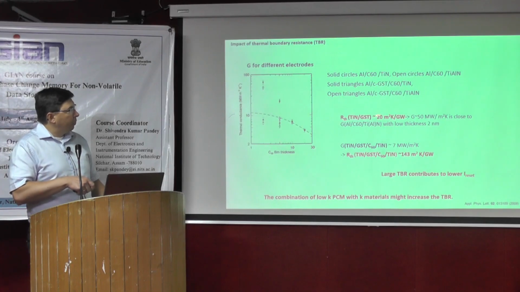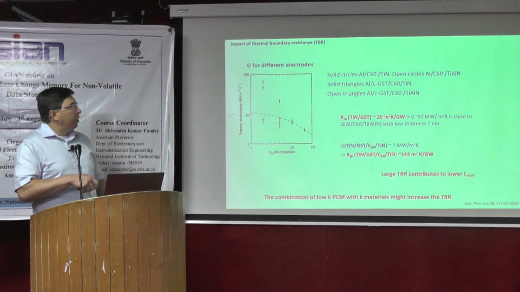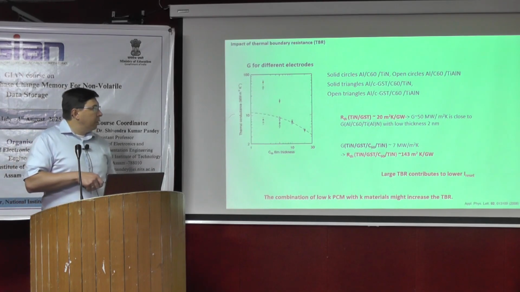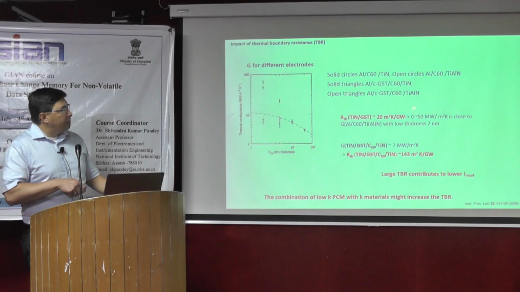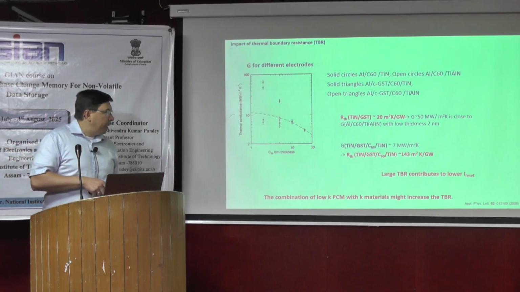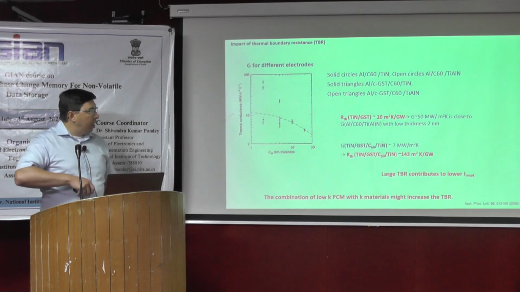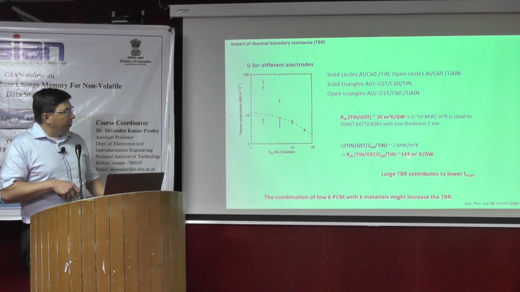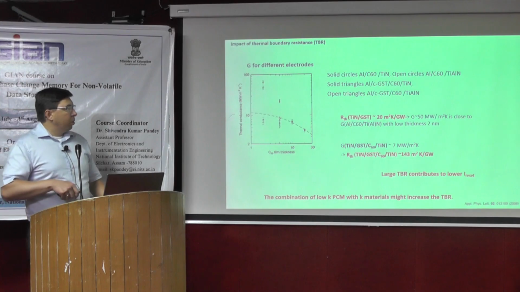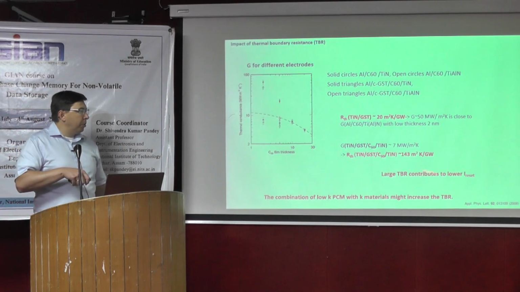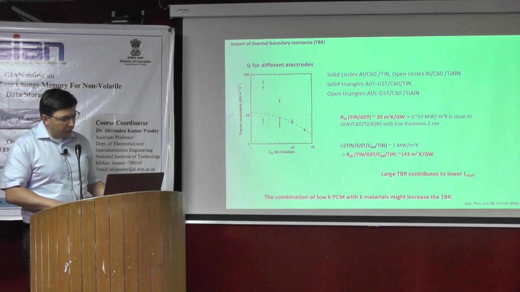So for titanium nitride GST, the thermal boundary resistance, if you recalculate, is in the range of 20 m²K/GW, and this gives our G around 50 MW/m²K. And if we introduce this fullerene layer here, then we can see that the thermal boundary resistance is increasing a lot, and so it seems that this large TBR contributes to these low reset currents.